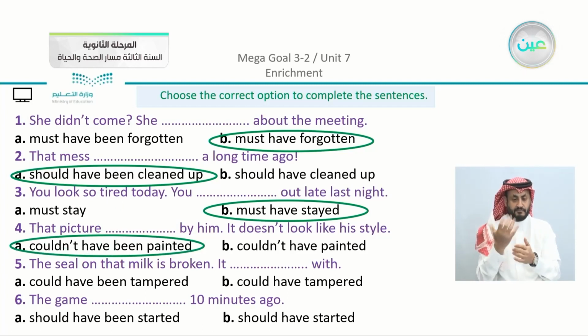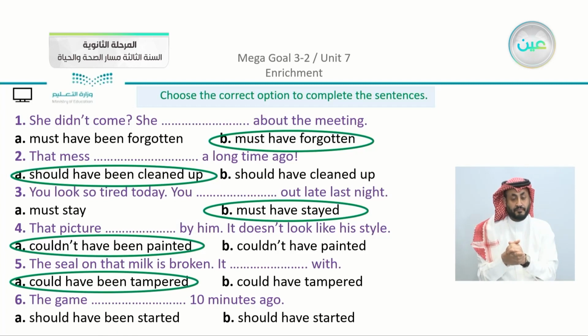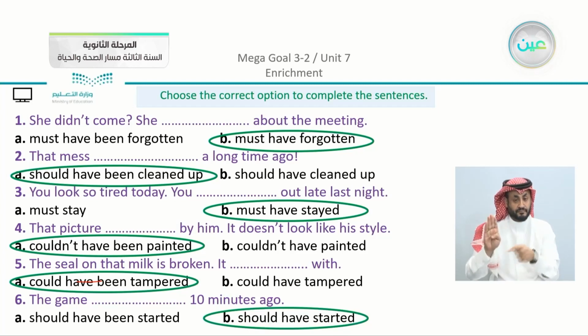Number 5, the seal on that milk is broken. It's blank with. So we can say either could have been tampered or could have tampered. Which one is correct? So we have here, it could have been tampered with. Moving on to the last one, we have here the game blank 10 minutes ago. We have here should have been started or should have started. Now we have the game, the object. Sorry, we have here, yes, should have started 10 minutes ago.